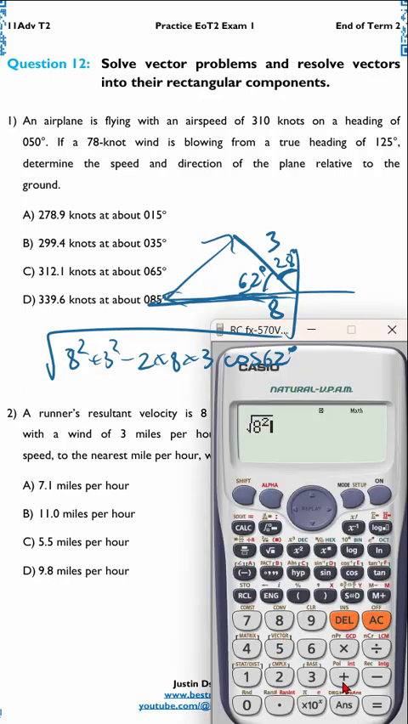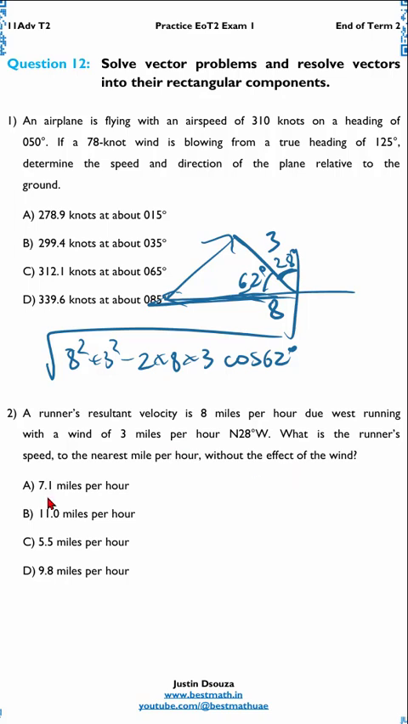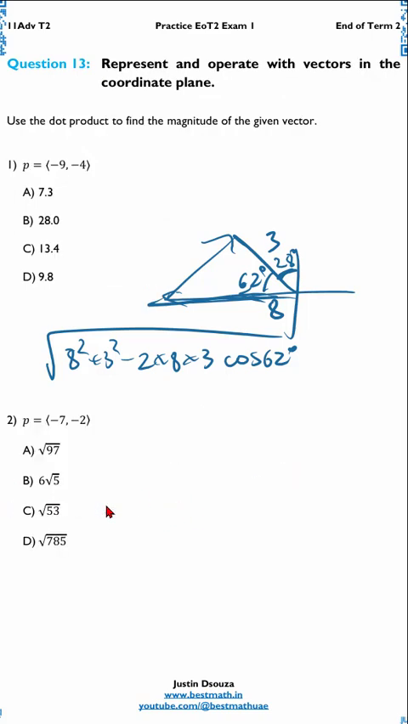Square root of 8 squared plus 3 squared minus 2 times 8 times 3 times cosine 62 degrees. Close the bracket. And it's 7.1. Let's look. Yes, 7.1 miles per hour. Here they have only asked the magnitude. There's no direction involved. So that's the answer.